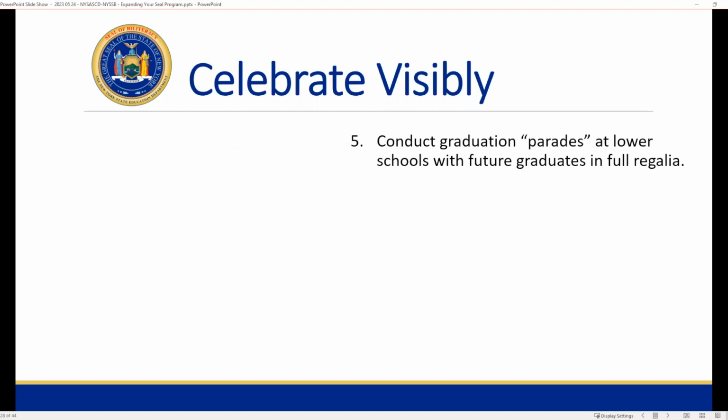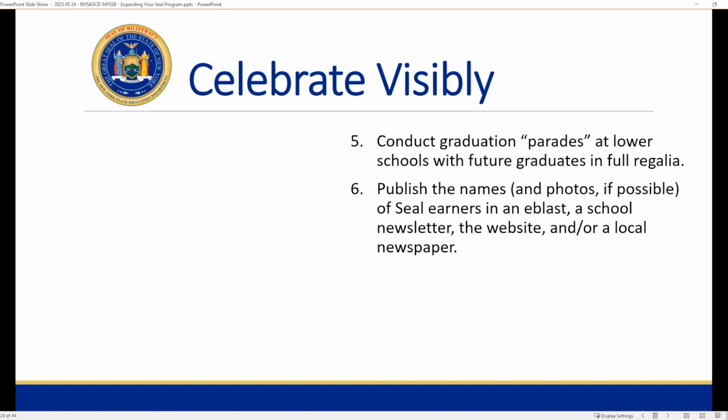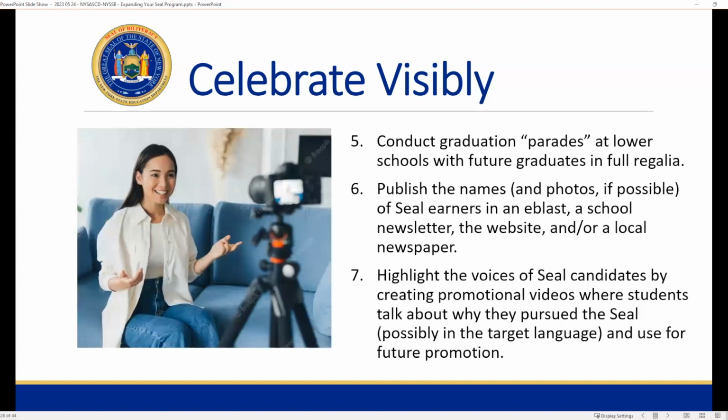This is usually, I think, after graduation practice that they did, including their Seal of Biliteracy medallions. And the students would parade around the school. And so I have this memory of elementary students sitting, legs crossed on either side of the school hallways as the big kids walked by them in their beautiful robes and regalia. You might consider celebrating by publishing the names and photos, if possible, of SEAL earners in an e-blast that your principal sends out, or a school newsletter, or the website, or even a local newspaper to celebrate this achievement.